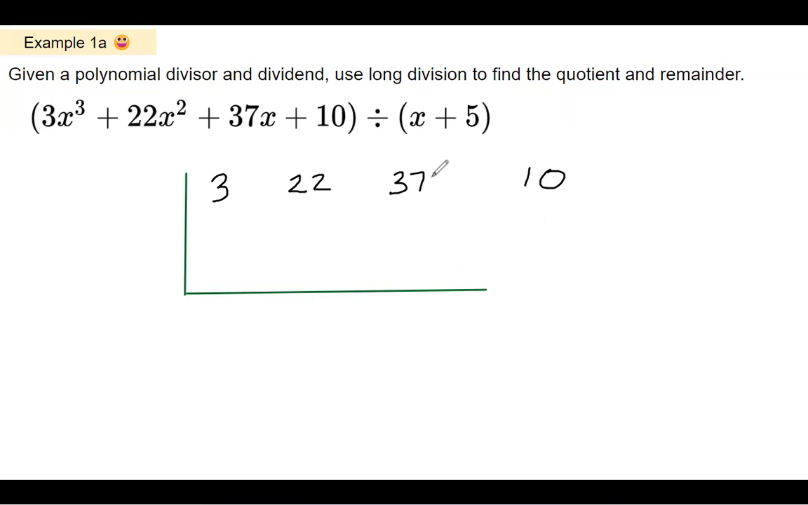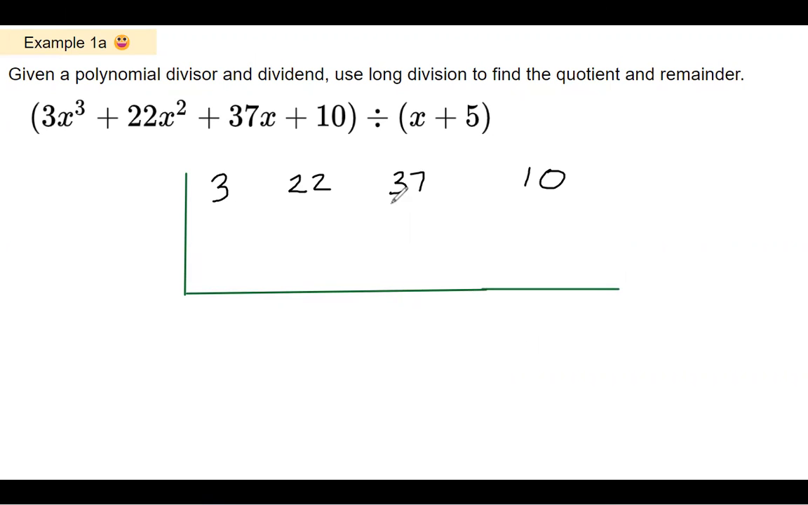Now, before then, we always have to make sure that it's written in standard form, that every term is present in order, and that we don't have any missing terms. I need to make my bottom part longer. There you go. Everything's inside.